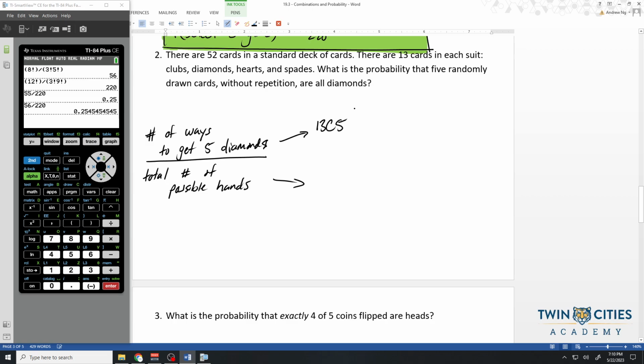13C5. Again, technically, I would take the rest of the cards in the deck. I'd say that 13C5 times that number C0. So 52 minus 13. There are 39 cards left in the deck. I would say 13C5 times 39C0. But 39C0, anything C0, choose 0, that's just 1. So I don't really need to write that. Okay, this is 13 factorial over 5 factorial, and then 13 minus 5 is 8 factorial.